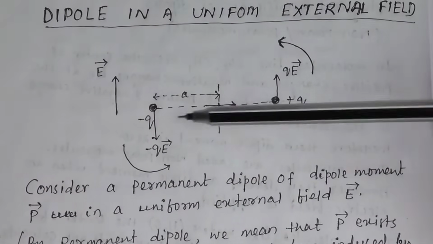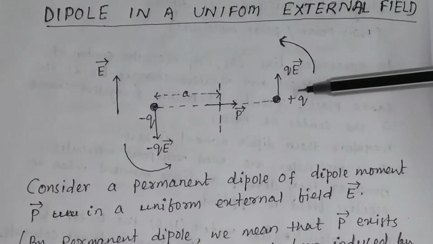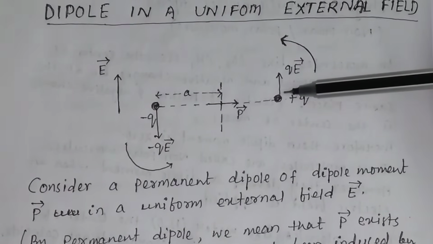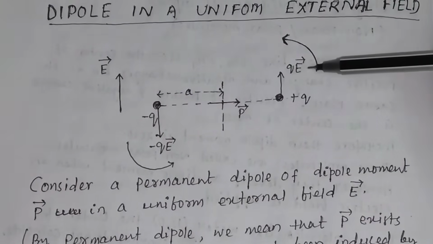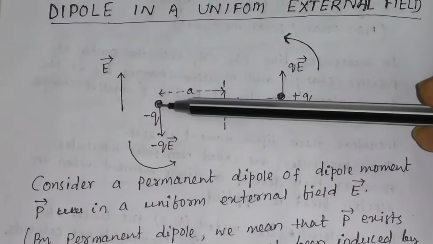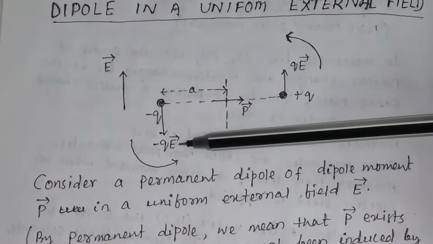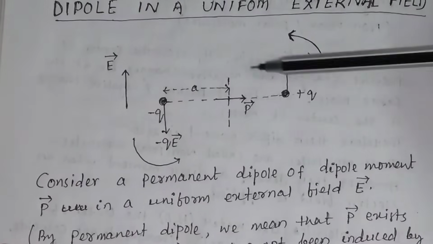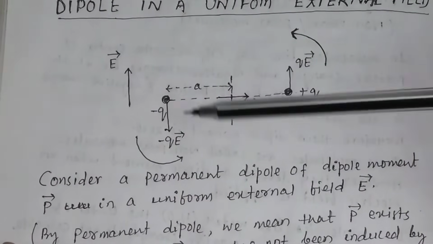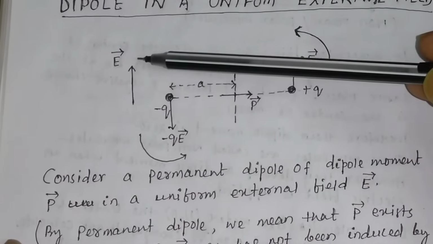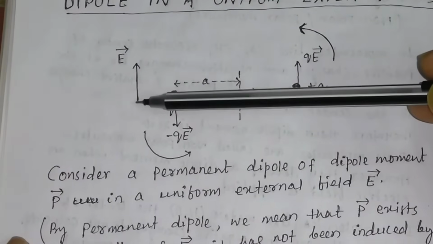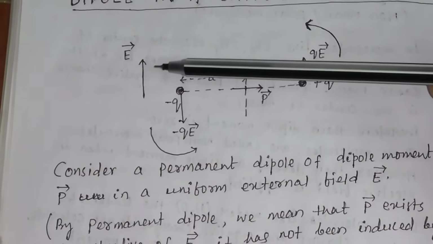And the force acting on the charge plus q is qE, and the force acting on the charge minus q is minus qE, because the dipole is placed in an external field E, and the field is uniform. The field is uniform means constant.